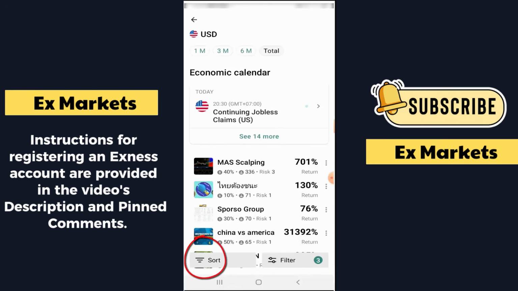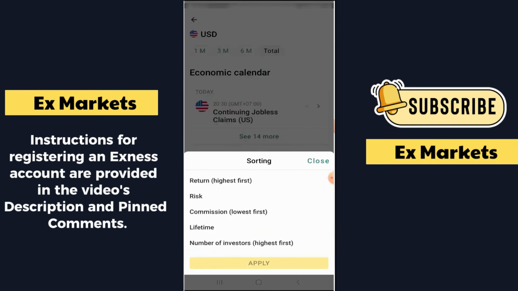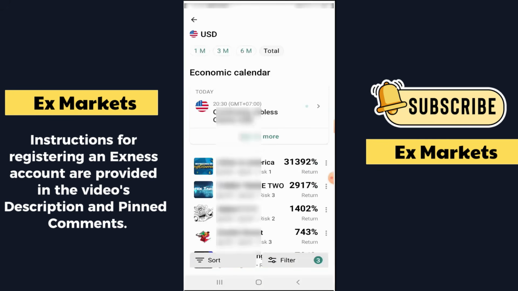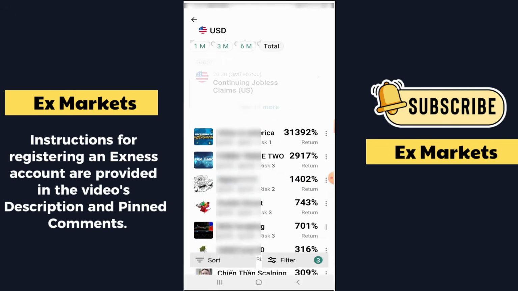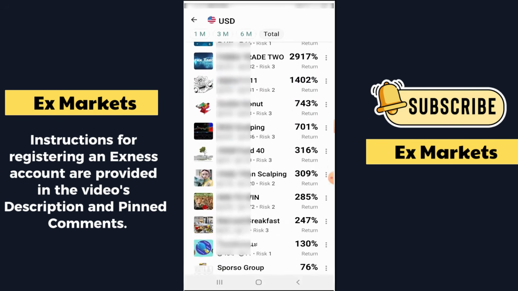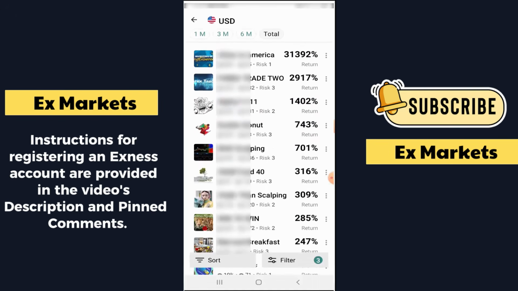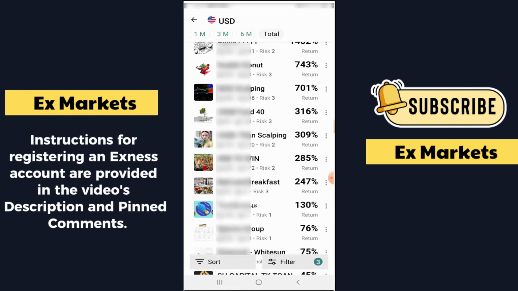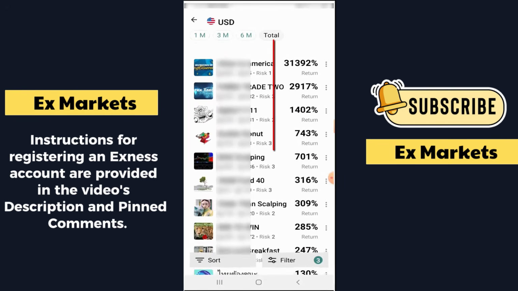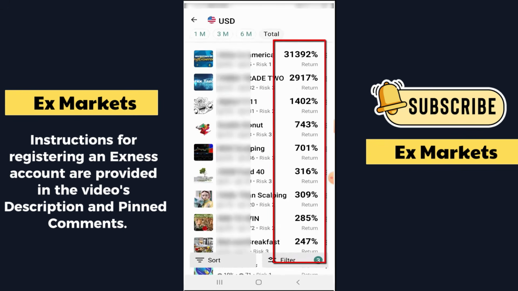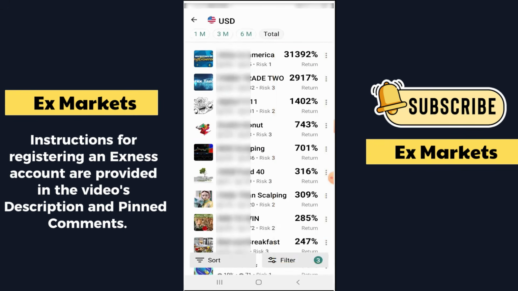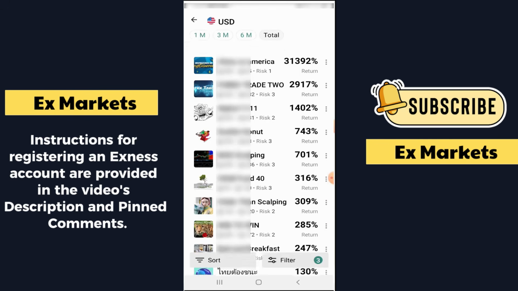You can also go to the Sort section to reorder the trader information. You can select Return High first, meaning we will filter the signals from the 13 traders we have already filtered here. And we will arrange those 13 traders in descending order of return, from highest to lowest. You can look at the right side of the screen. The highest number is 3,139.2%. This person's risk score is 1. This person has a high return rate but low risk. A pretty good metric, isn't it?